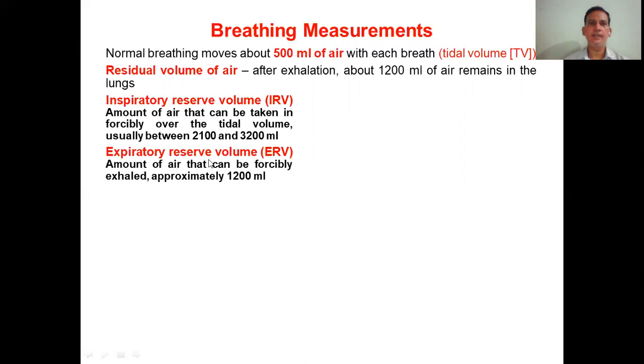Now the expiratory reserve volume. If somebody is doing a breathing exercise where the expiration is done intentionally, this volume could be up to 1200 ml. This is almost 2.5 fold of what we have as the tidal volume.